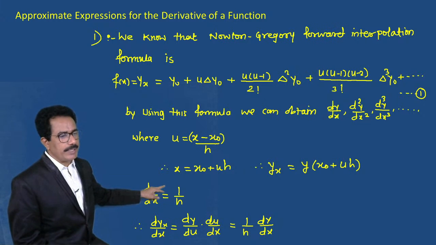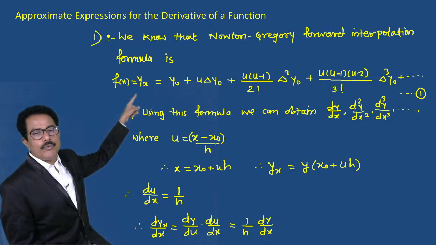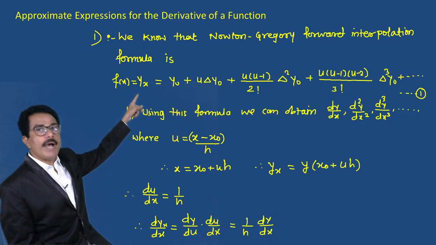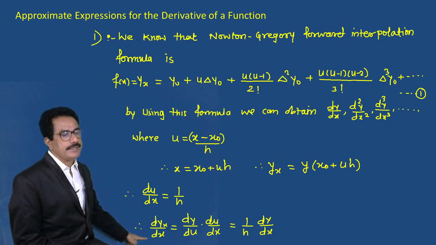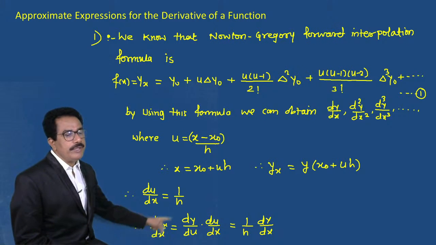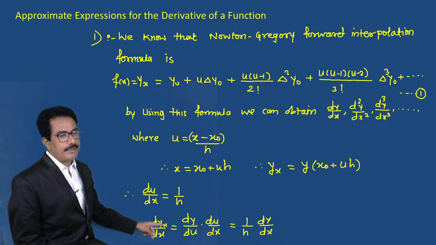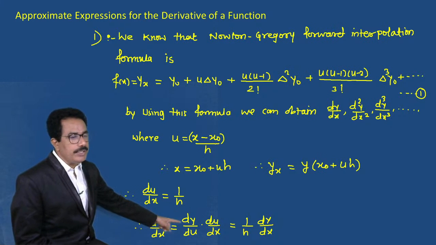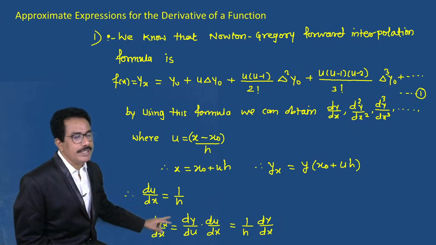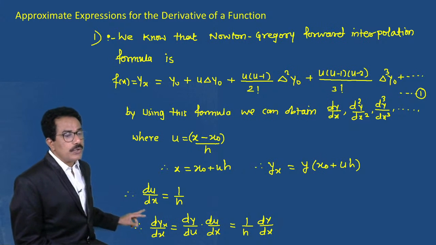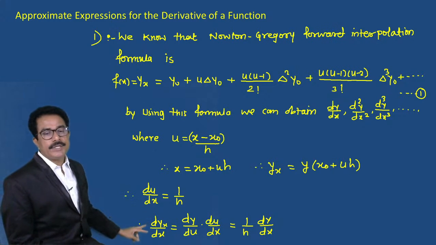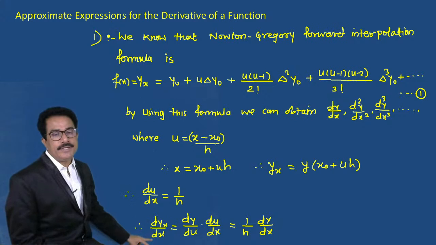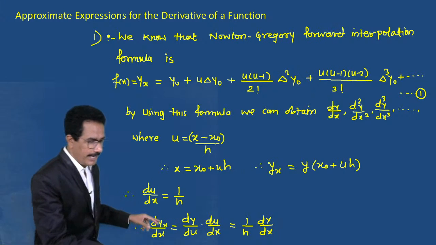du by dx means 1 upon h. मग आता yx आहे त्याचा डेरिव्हेटिव्ह dy by dx, dyx divided by dx. So dy by du into du by dx. dy by dx ची व्हॅल्यू 1 upon h into dy by du. So dy by dx याचा डेरिव्हेटिव्ह जर तुम्हाला घ्यायचा झाला, then you can take d by dx of dy by dx which is equals to 1 upon h.